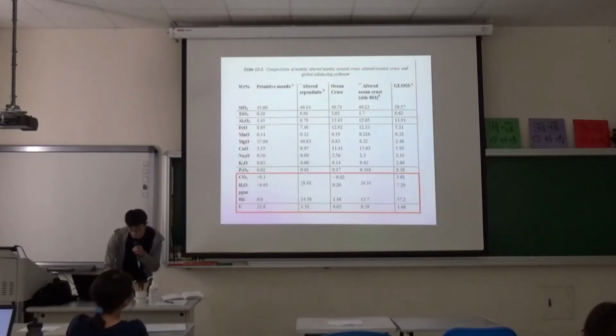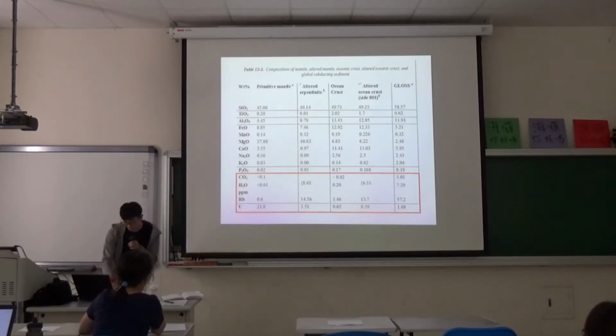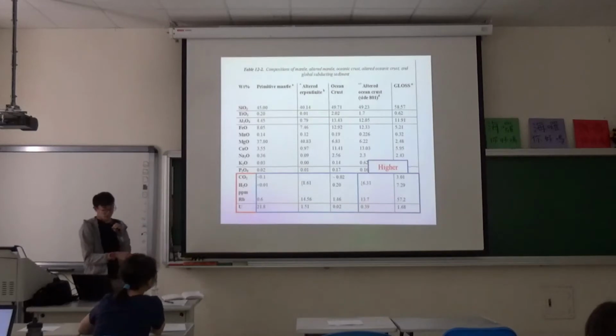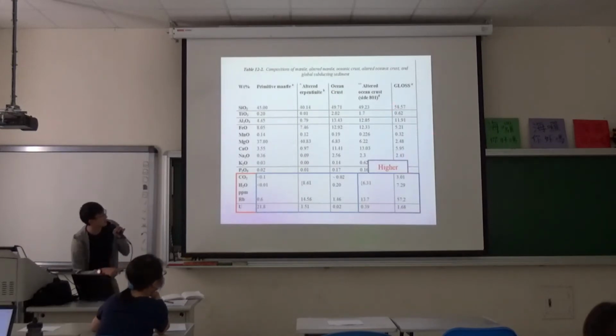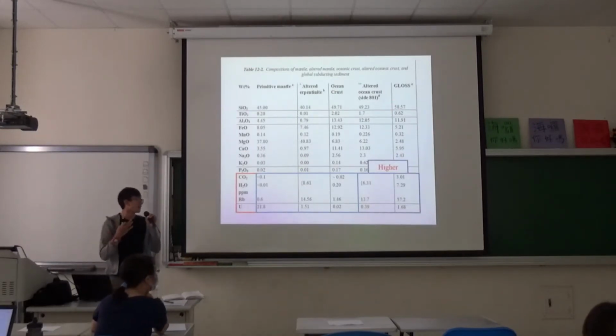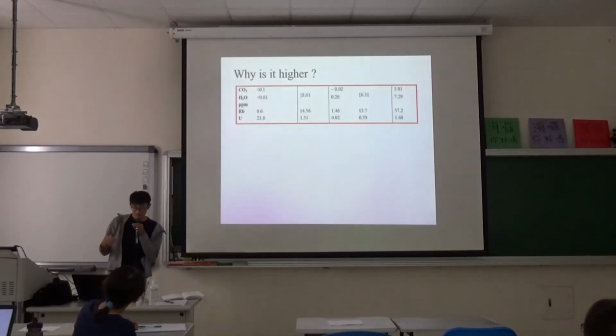You can see here it is containing CO2, H2O, and other material. And you can see in the outer ocean crust and the sediment, it has a higher abundance in them. And so why is it higher?